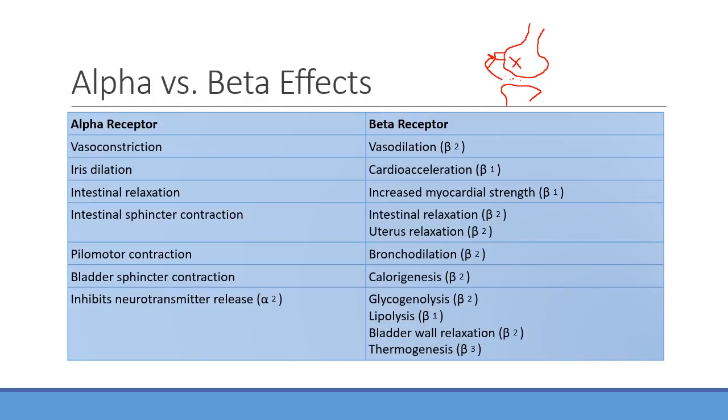Contractility. Beta 1 also stimulates contractility. Chronotropy also stimulates the heart rate as well, right? So those are big effects for beta 1 receptors. It's the biggest thing you're going to see with that. Most of the other effects you're going to see throughout the body are going to be predominantly beta 2 effects.